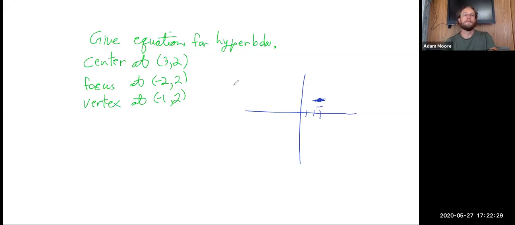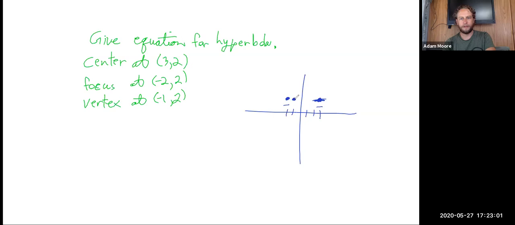Okay, center there. Focus is at negative 2, 2. So you're like, well, you keep talking about a focus. I don't really know what it does. And so let's go ahead and figure out how to make use of that. And so focus is at negative 2, comma 2. And so that's going to be negative 2 and then up 2. So it's just as high up as the other one, but it's over there. And then the vertex is negative 1, 2. So it's negative 1, up 2.